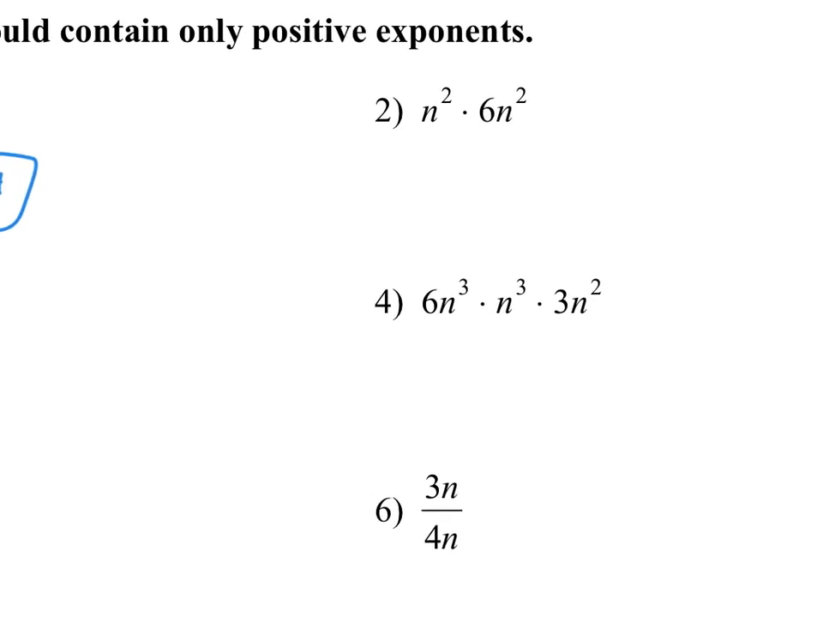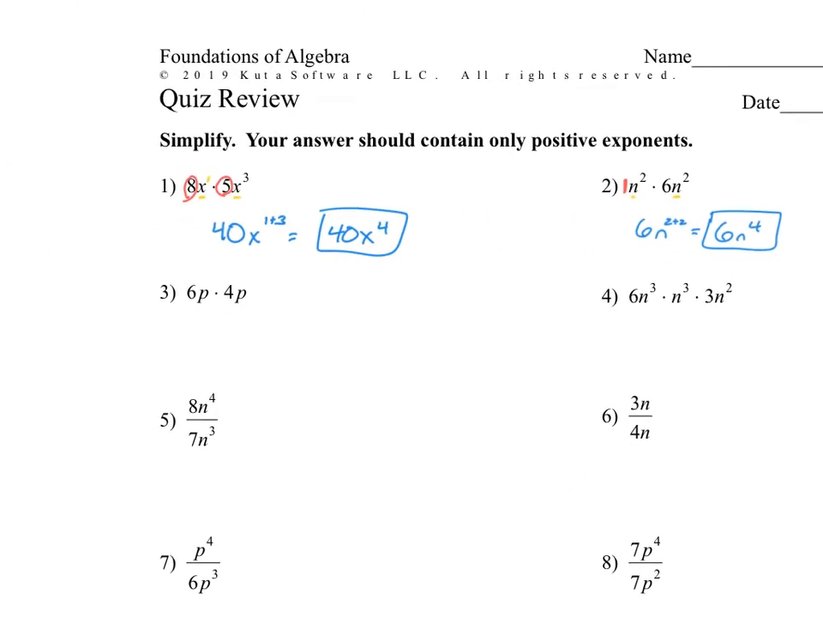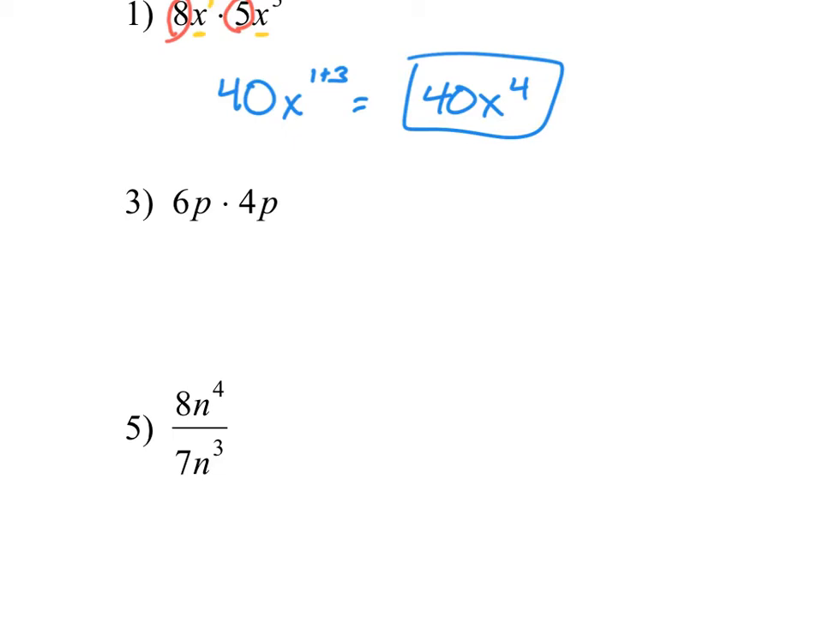Number two is very similar. Again, you have the like bases with the n's. However, your coefficients are a little bit different. That is because there's nothing in front of the first n. That is again a number 1. So when you work this out, 1 times 6 is 6. Then you have n squared times n squared. Well, that becomes n to the 2 plus 2. And when you simplify that, you get 6n to the fourth power. The big thing there is remembering when you have like bases, you should add exponents.